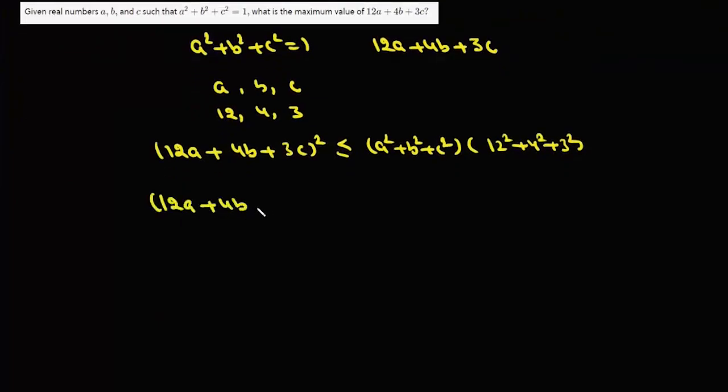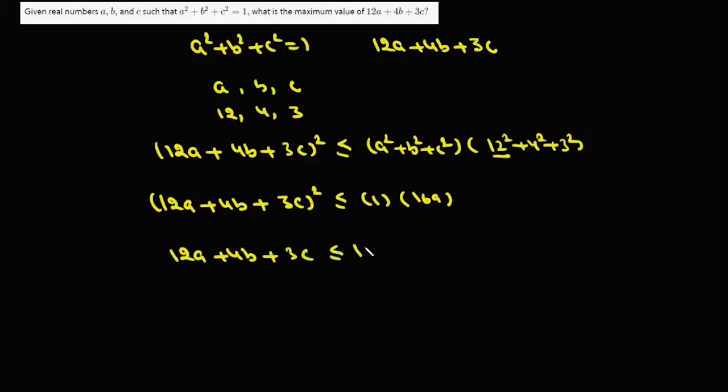Now this is (12a + 4b + 3c) whole square, which will be less than or equal to (a square + b square + c square) times (144 + 25), where a square + b square + c square is 1 and this is 169. So we can write 12a + 4b + 3c will be less than or equal to 13. So the maximum value of 12a + 4b + 3c is 13, and that is the answer to this question.